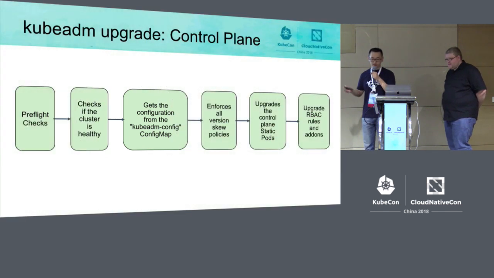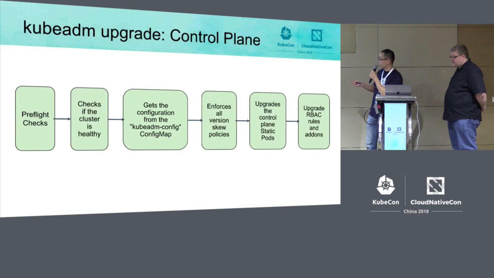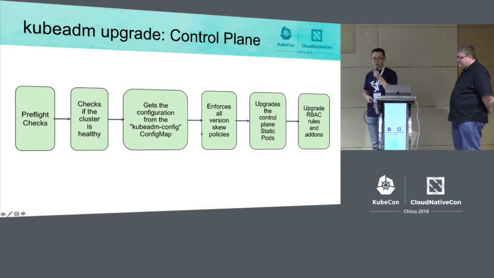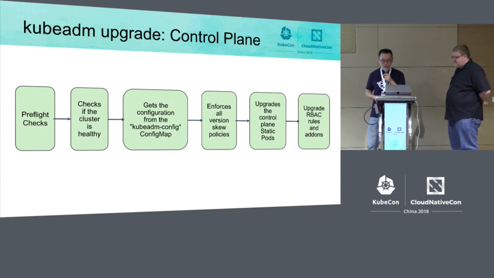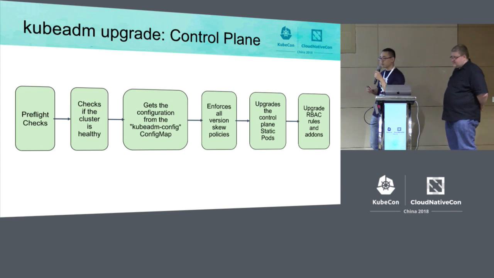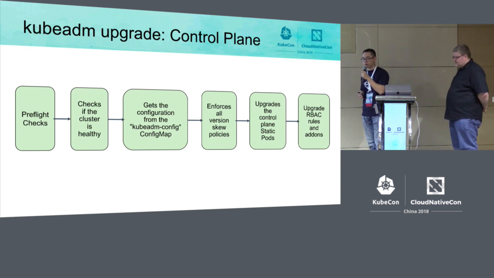And kubeadm will help you to fetch all the configurations here and try to enforce version skew policies. Currently, kubeadm doesn't support upgrading across two minor versions. For example, if you are upgrading your cluster from 1.10 to 1.12, this is forbidden. We only support going from 1.10 to 1.11, so you need to upgrade the cluster step by step.